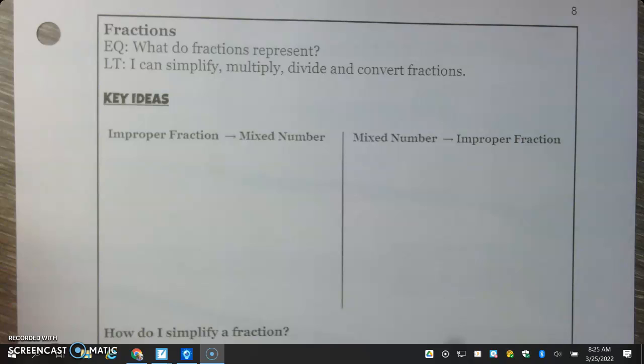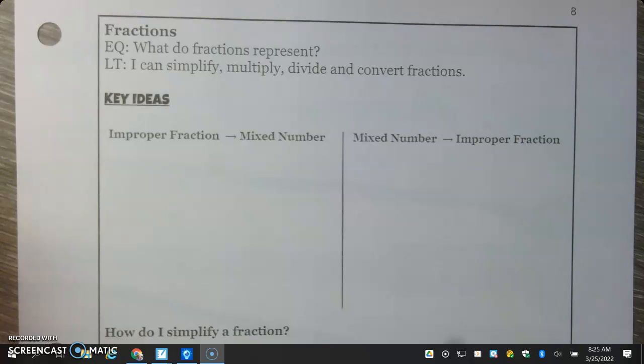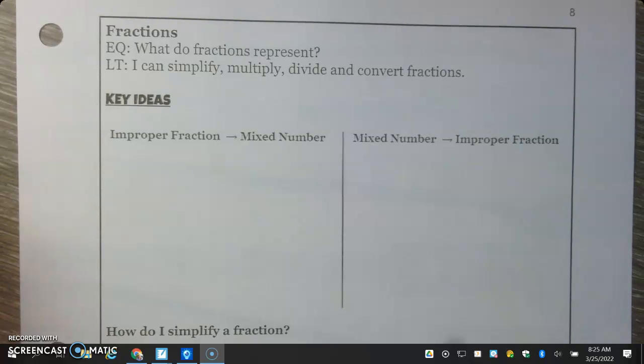Today we're going to be talking and reviewing fractions, everybody's favorite. Our essential question is, what do fractions represent? Learning target is, I can simplify, multiply, divide, and convert fractions. So we are doing an all-over fraction review today.